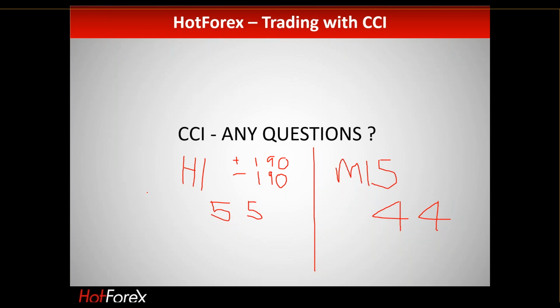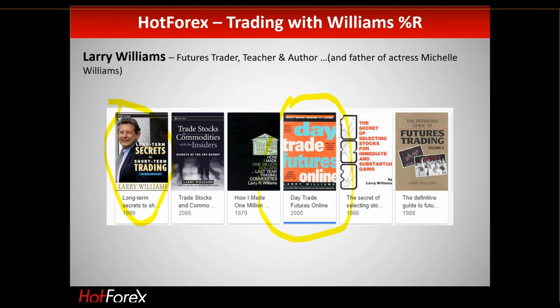Okay, so Larry Williams, he's a real guy. He's a futures trader, a stocks and commodities trader, a teacher, an author. He's written loads and loads of books going back to the early 80s. Probably his two most famous ones are Day Trading Futures Online. This one he wrote here in 1979, ages ago: How I Made $1 Million Last Year Trading Commodities. Larry R. Williams, and it's all proof. He's not making it up.